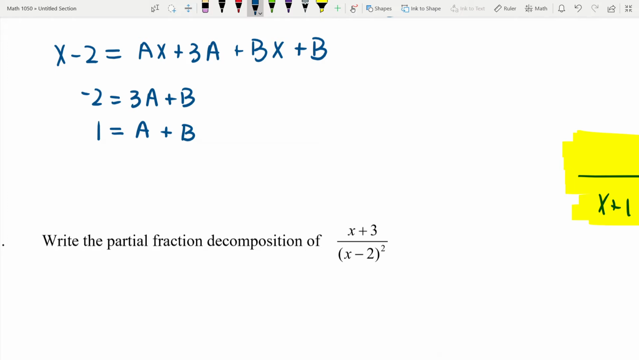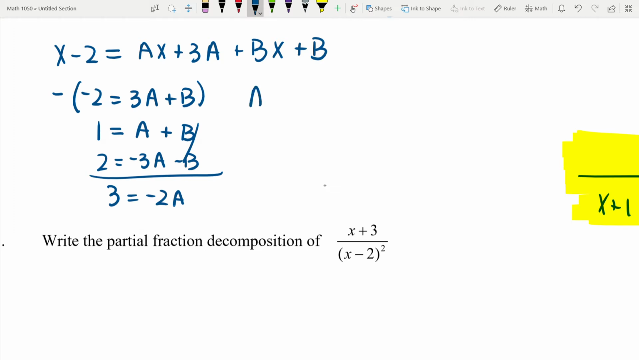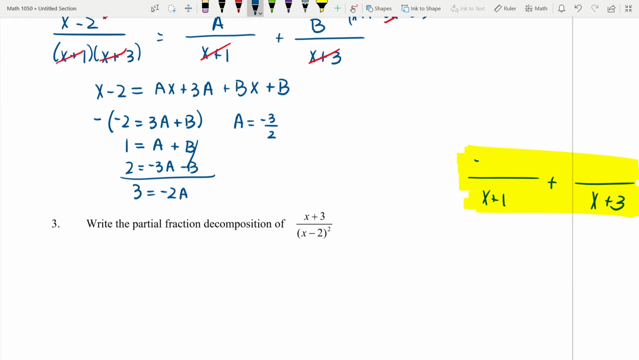Now I have to find a and b, so all I'm going to do is just use elimination. If I multiply the top equation by a negative, then I'll have a negative b and a positive b, and those will eliminate. So when I distribute, I get 2 equals negative 3a minus b. The b's cancel. I have 3 equals negative 2a. Divide by negative 2, and I get a equals negative 3/2. That's not necessarily fun, but I can certainly deal with it. So I'm going to come over here, and I'm going to write it as negative 3/2.